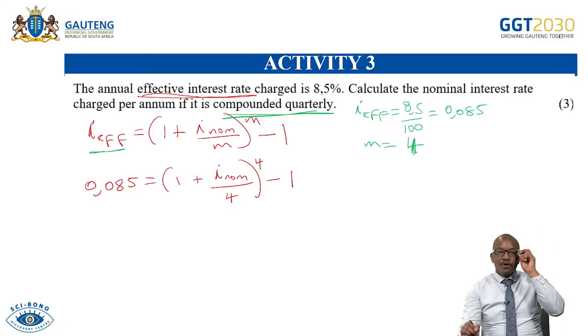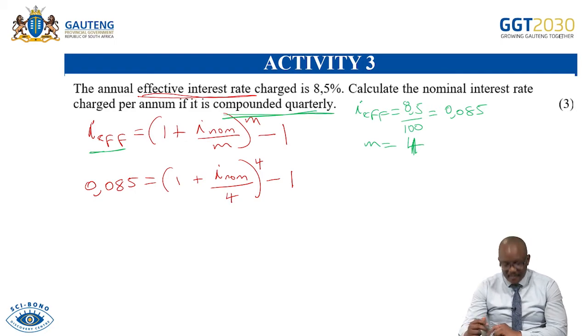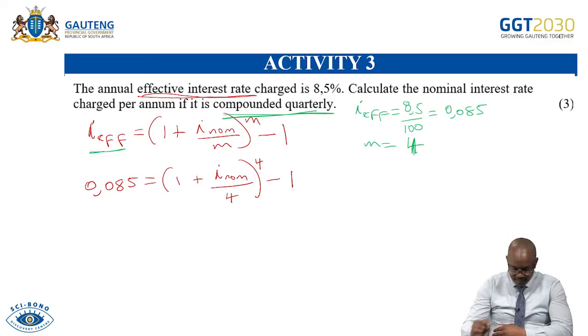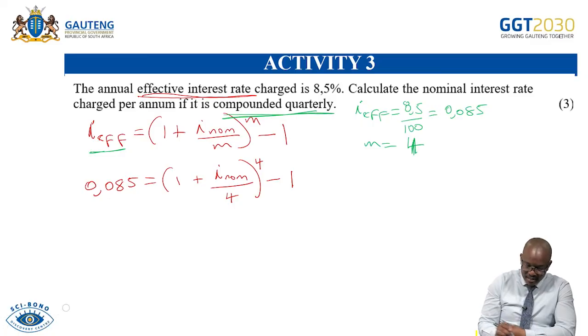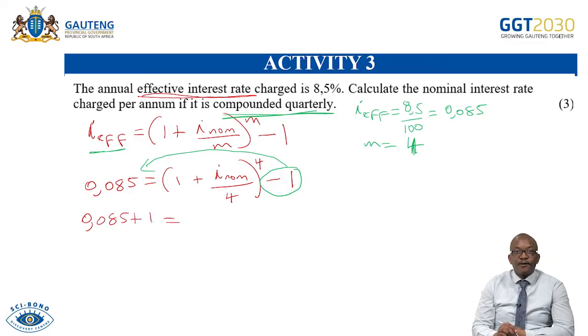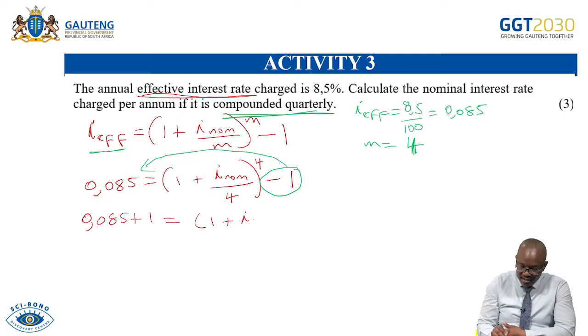Then from this we have to use our mathematical operations. Remember, with mathematical operations, that's the important part where learners have to pay attention, because you have to understand when to transpose, when to multiply, when to divide, or when to remove the powers by introducing the root sign. So the first thing you need to do is to get rid of this minus 1. It means I will transpose it to the left hand side, and as I transpose it, I will have 0.085 plus 1, it's equal to, correct? Then it will be 1 plus I norm all over 4, to the power of 4.